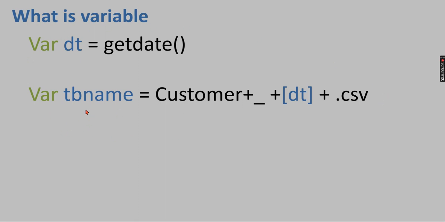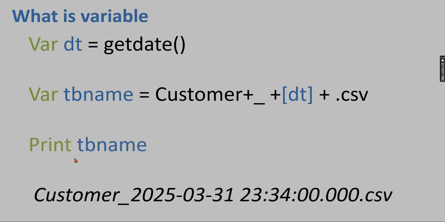How will the value of this TB name look like? If you print this variable, then it will look like this. Print is not a recommended command, or you can't print anywhere in Azure Data Factory, I suppose. So basically, I'm explaining this variable concept from the programming perspective. So now I get the new file name. Instead of directly putting customer into customer target, I can simulate a new file name using the variables here. This is the whole point I'm trying to make here.